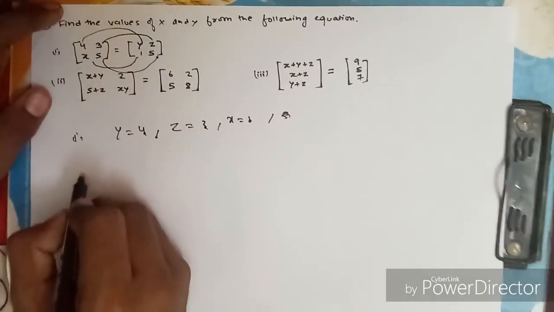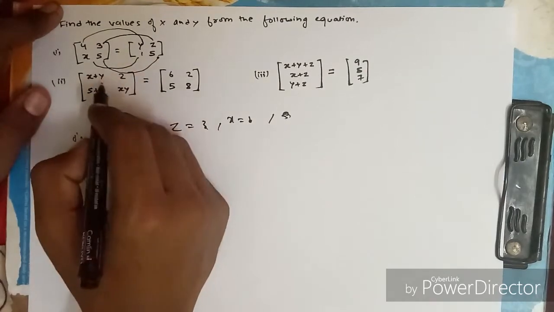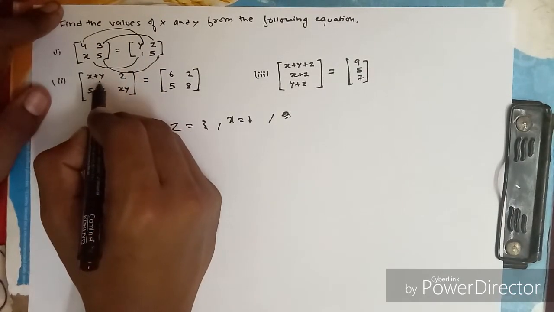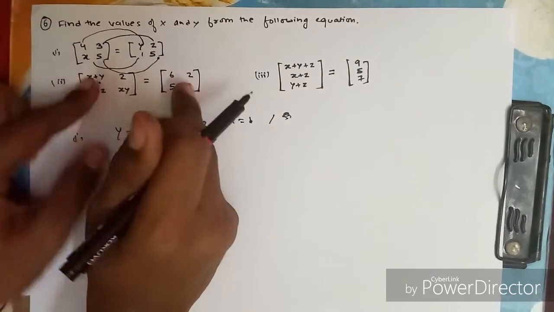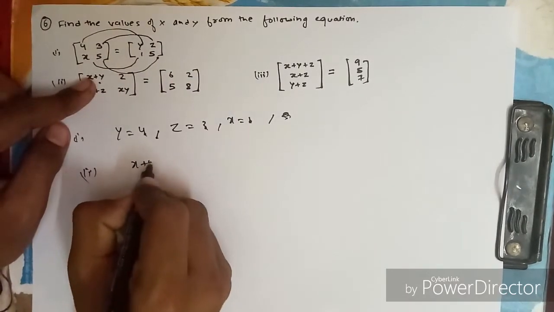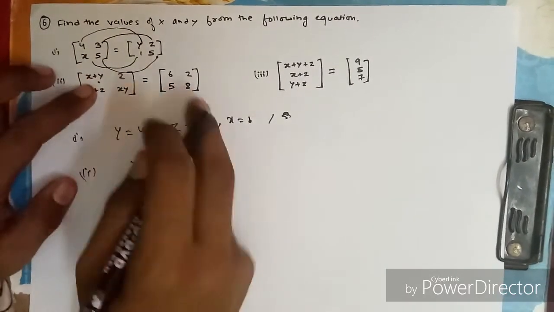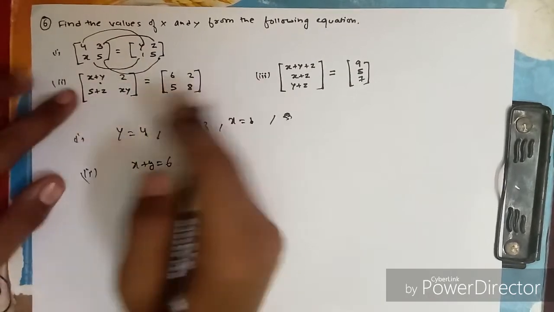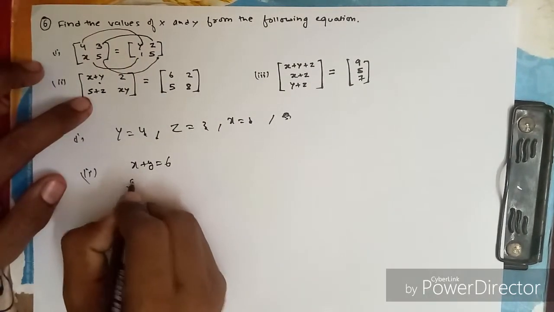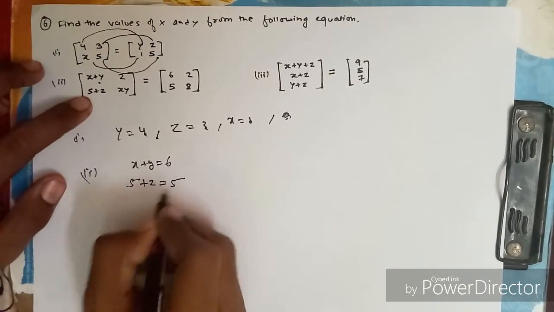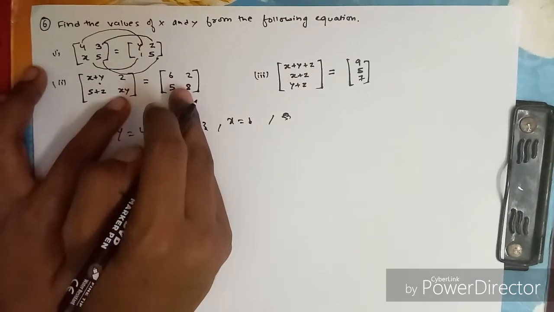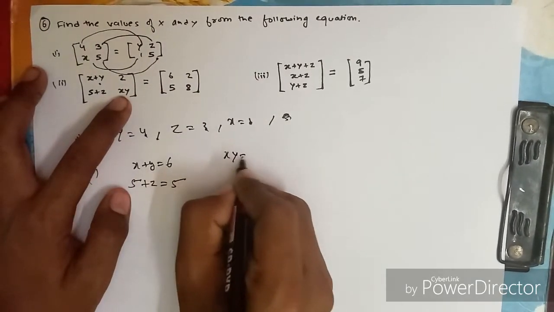Let us bring the next problem, where we just equate x plus y equals 6. And if we take this, then 2 equals 2, no problem in it. So 5 plus z equals 5, and xy equals 8.